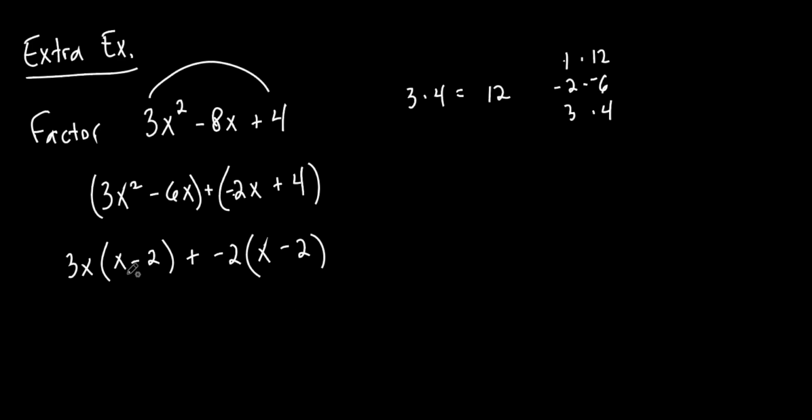Now this part's the easiest part. X minus 2 is in common with both of those. What do I have left then? I got a 3x and a minus 2. And this is your answer.